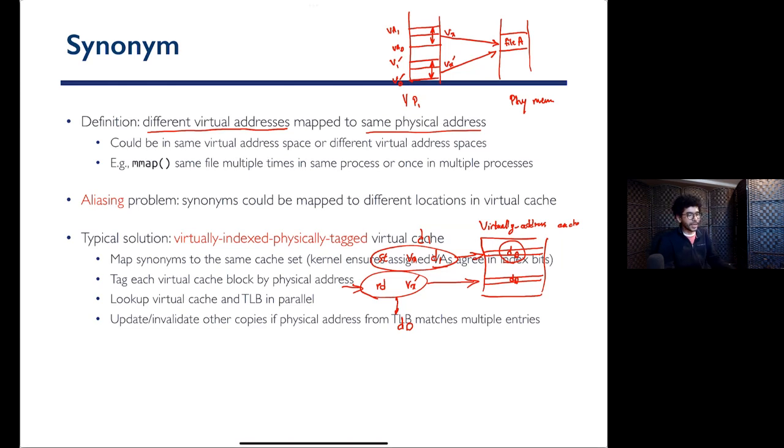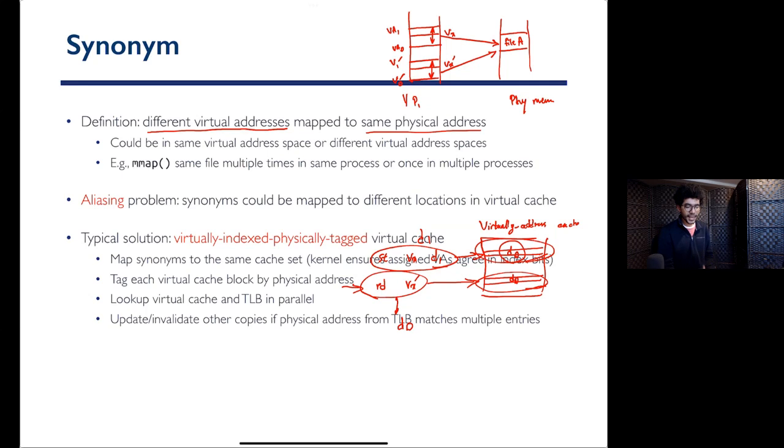So now here comes the irony of this. We actually had these virtual addresses to get rid of physical address. But really, with synonyms, we can't get rid of it. We need to tag our blocks with the physical address. Otherwise, there is no way you can distinguish between these two blocks. And this problem will happen.